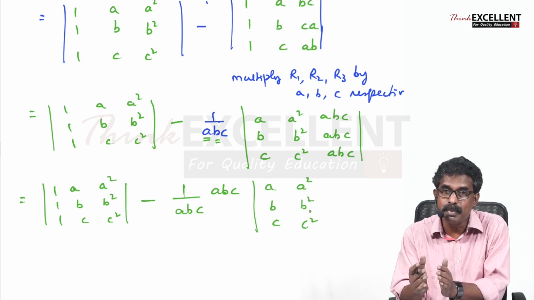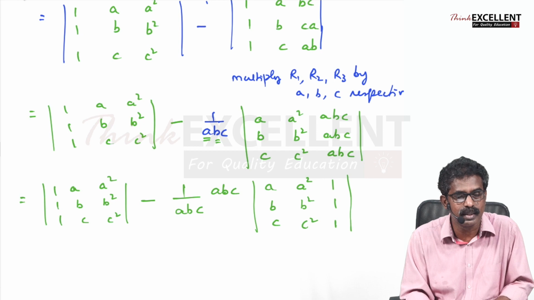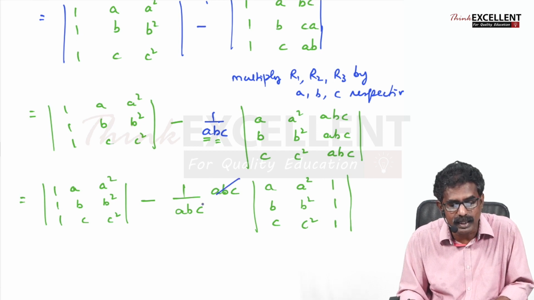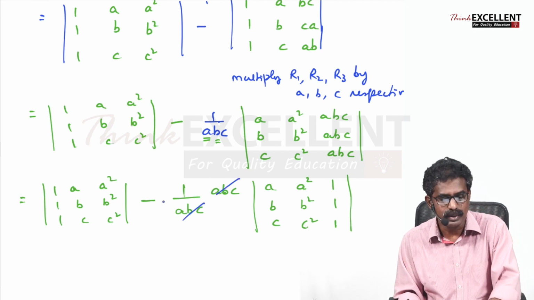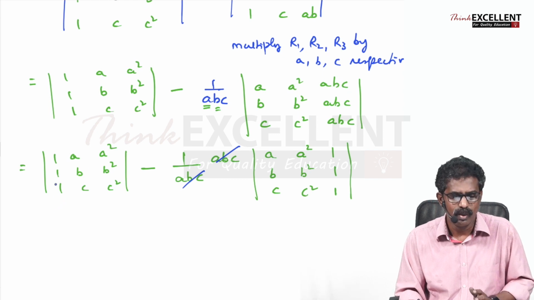That column A, B, C, we have taken out. So nothing left out. That means you write 1, 1, 1. Are you able to understand it? Now this ABC, ABC cancel. Now see, just two determinants we have. Both almost look similar, no?